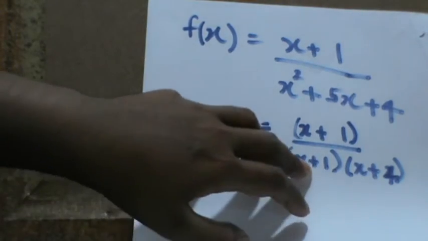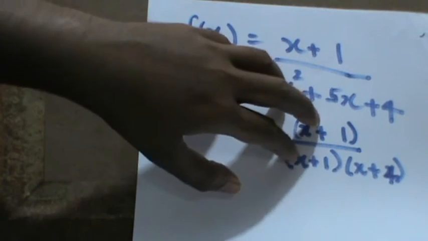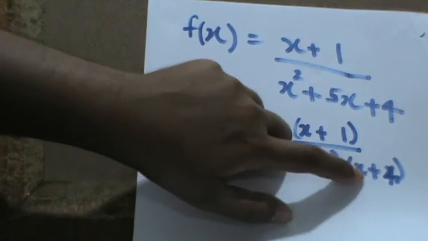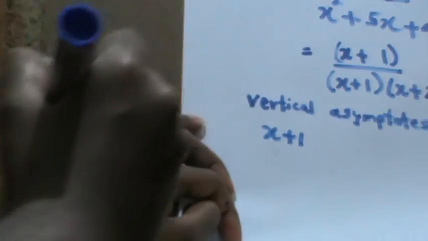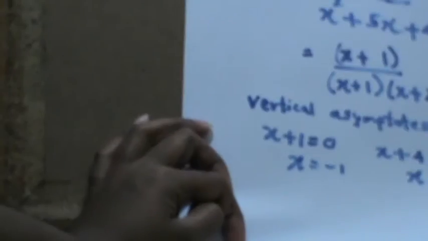However, you know that in order to find the vertical asymptotes, we have to equate these two factors separately to 0. So the vertical asymptotes will be when x plus 1 is equal to 0 and x plus 4 is equal to 0. So that will be when x equals minus 1 and when x equals minus 4.